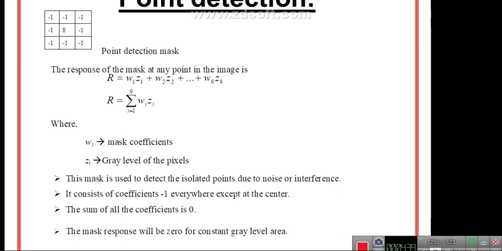Then point detection. These are the mask coefficients for point detection: minus 1, minus 1, minus 1, minus 1, 8, minus 1, minus 1, minus 1, minus 1. The response of the mask at any point in the image is defined in general as W1 Z1 plus W2 Z2 up to W9 Z9, where Wi represents the mask coefficients and Zi represents the gray level of the pixels.